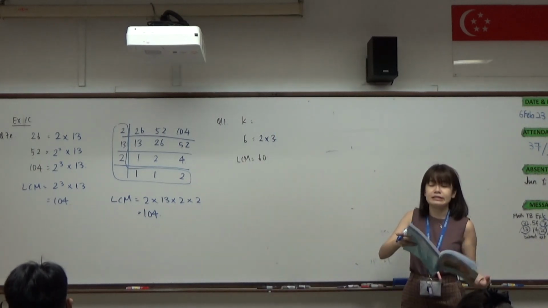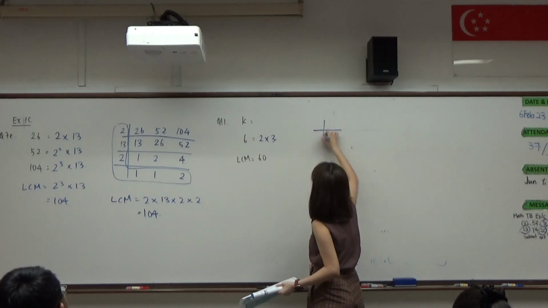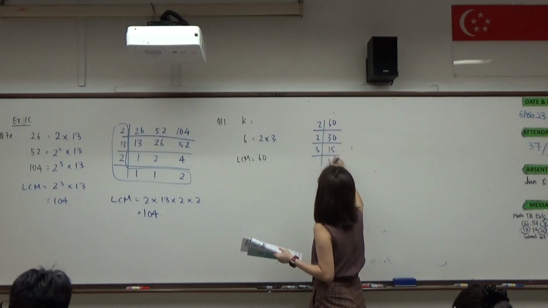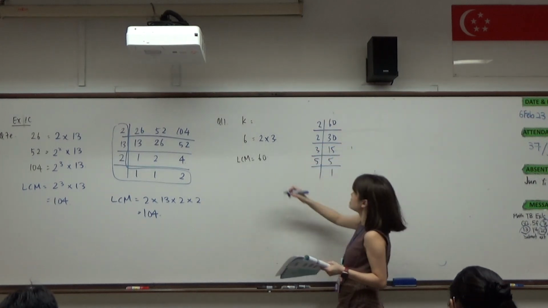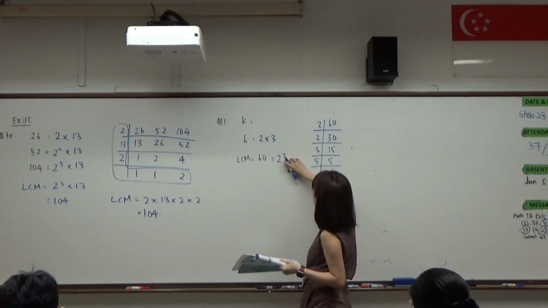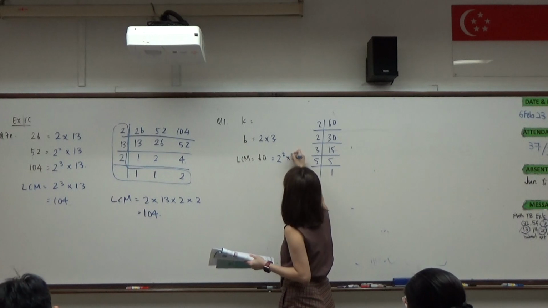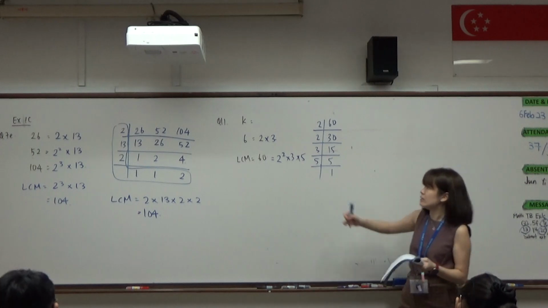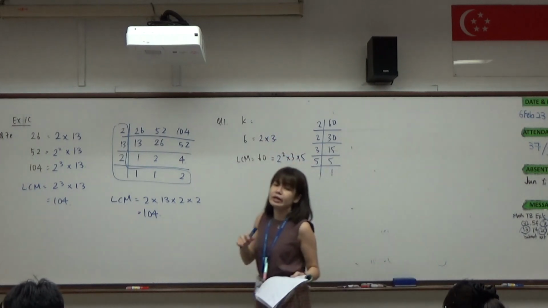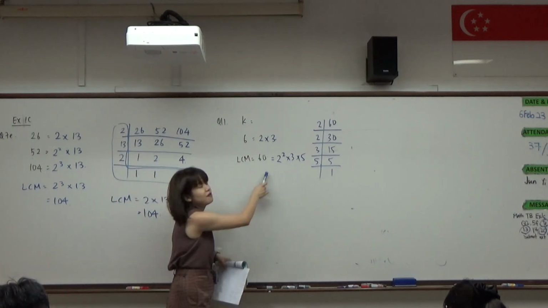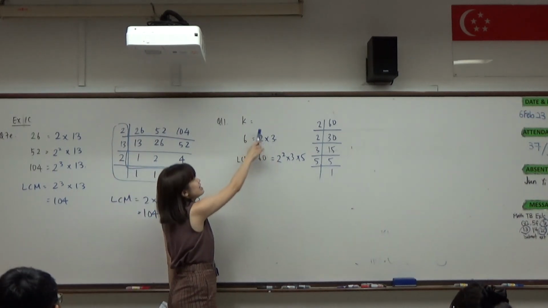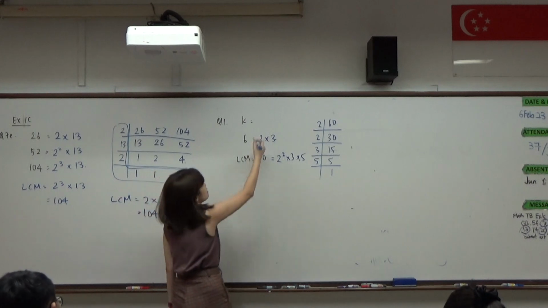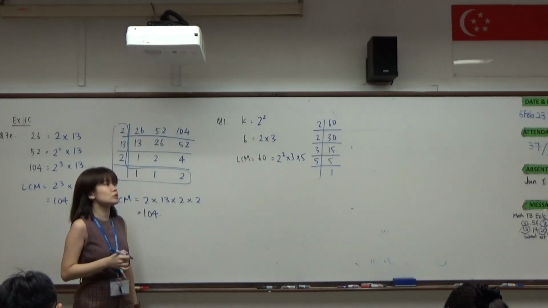And then for the number 60, what you could do is employ the ladder, and you will get this. So we have 2 squared times 3 times 5. Since you're trying to find the smallest value of k, we now have to work backwards. In determining the numbers for our LCM, 2 squared must have come from k, otherwise we wouldn't have been able to get 2 squared from 6 itself. So k must have 2 squared.